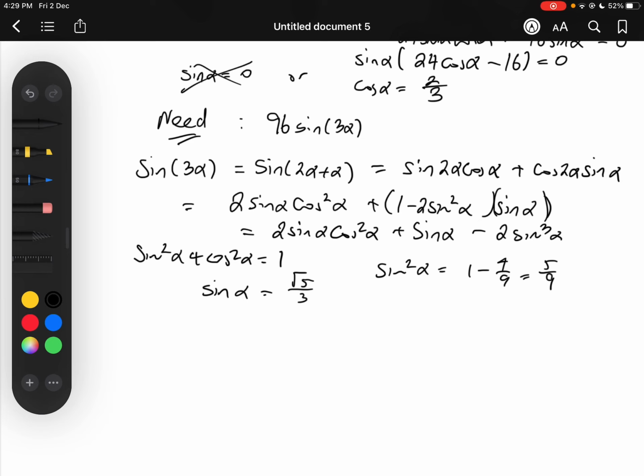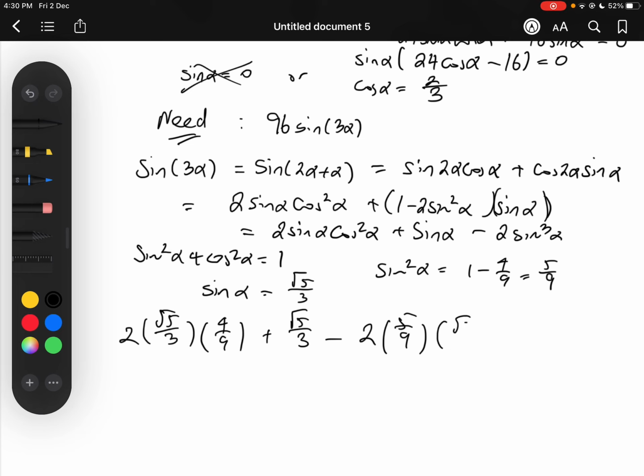Perfect. So let's evaluate this expression: 2 sine alpha cos squared alpha plus sine alpha minus 2 sine cubed alpha. We have 2 times root 5 over 3 multiplied by cos squared of alpha, which is 4 over 9. We add that to sine alpha, which is root 5 over 3. And we subtract 2 times sine cubed alpha, so that's sine squared alpha, which is 5 over 9, multiplied by root 5 over 3.